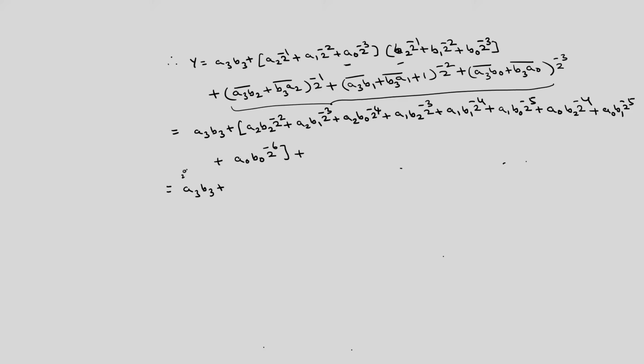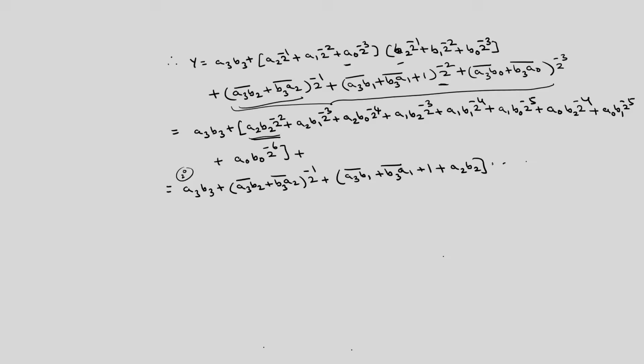This is the 2 raised to the power of 0 coefficient. What is the 2 raised to the power of minus 1 coefficient? Here nothing else is there, so only this one: a3 b2 bar plus b3 a2 bar. For 2 raised to the power of minus 2, you have this one and this term. So the total term is a3 b1 bar plus b3 a1 bar plus 1 plus this term a2 b2.